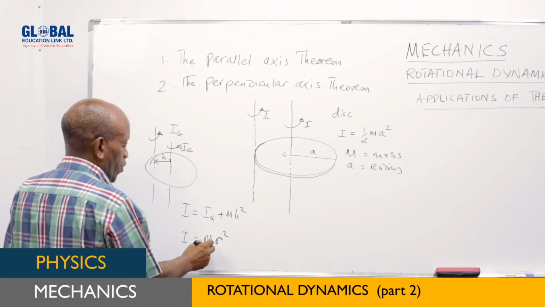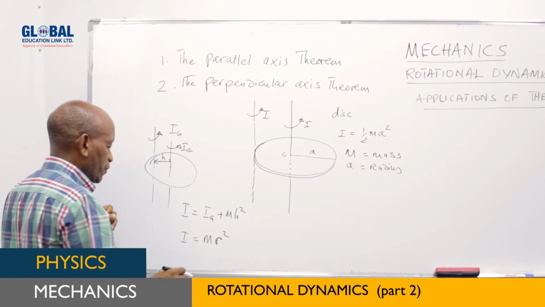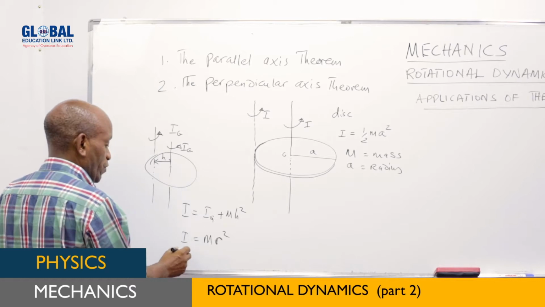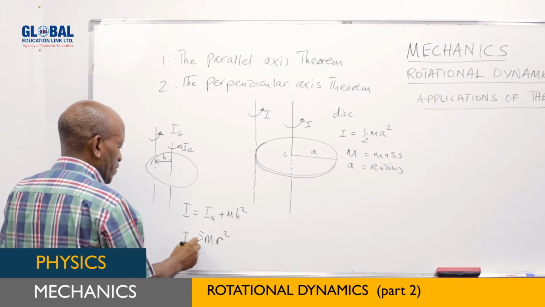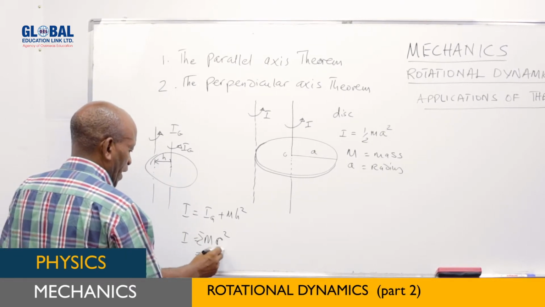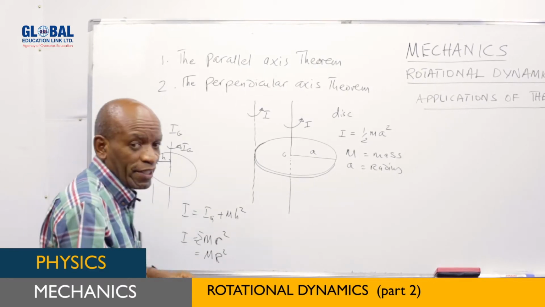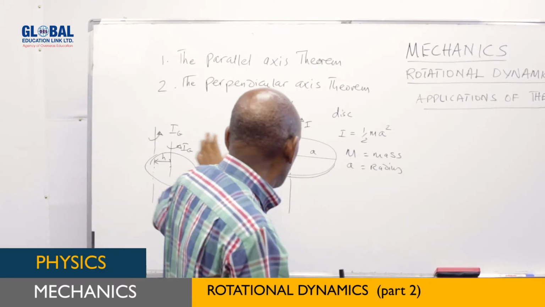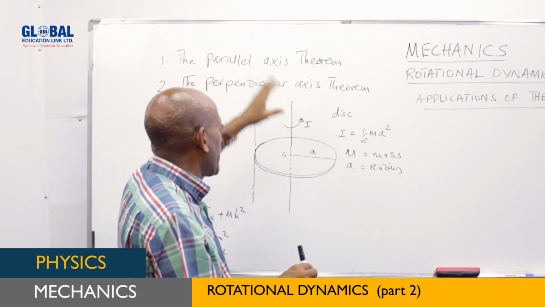And sometimes we use what we call the radius of gyration, and that's why the generalization of this gives us m times r squared, where r is the radius of gyration. Okay, that is for the parallel axis theorem.